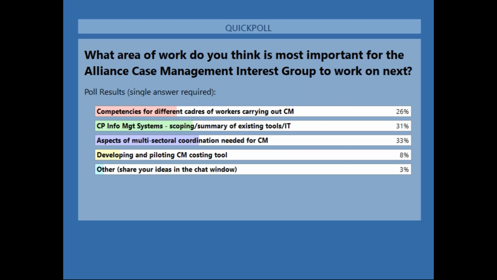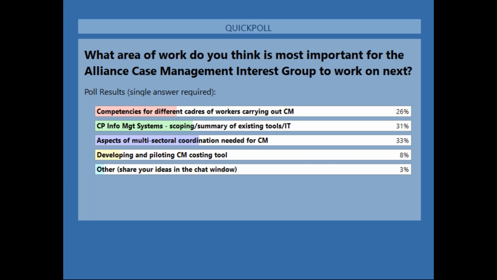Okay, wonderful. So as you can see, all of these areas seem to be quite interesting. The most popular answer is answer number 3. It means that one third of the participants of this webinar are interested in the aspects of multi-sectoral coordination needed for case management. However, as you can also see on this slide, the child protection information management systems, scoping and summarizing existing paper-based tools and information technologies, is also a topic that many of you are interested in.